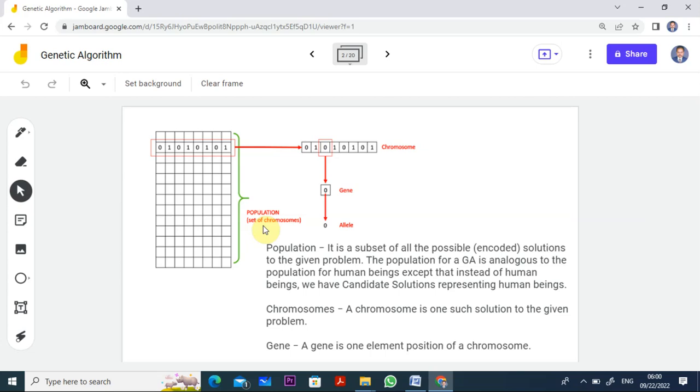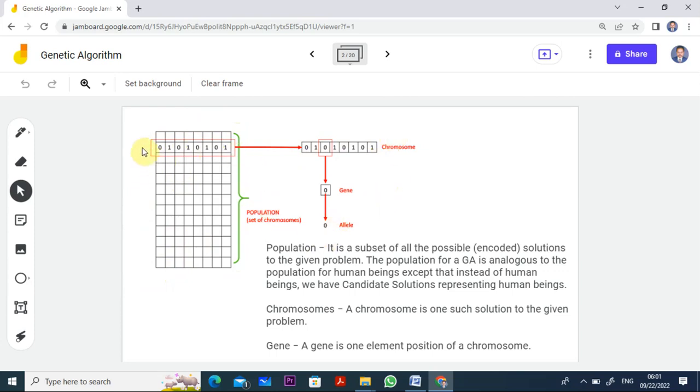Now you see, in the tabular form, if the entire table is the population, one row of data is what we call a chromosome. So I can explain it like this: a chromosome is one such solution to the given problem. For the entire problem, if this is the population, then this one row, which we call the chromosome, is only one solution to the given problem.